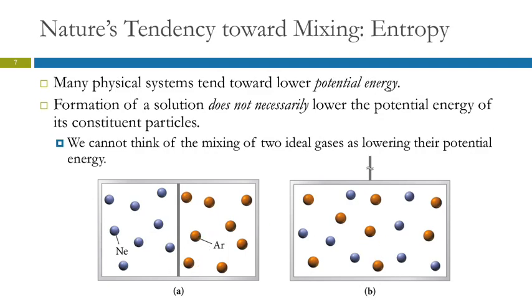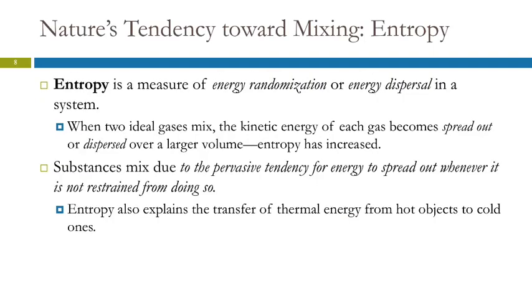When these mix, does that change the potential energy of those particles? We haven't changed the temperature. The overall volume is the same. Number of molecules is the same. It does not change the energy. So these two gases mixing does not lower the potential energy. Why do they mix then, if it's not for lower energy? It's because of entropy.